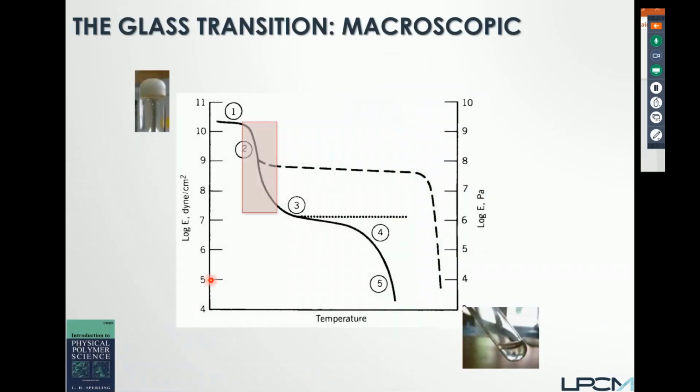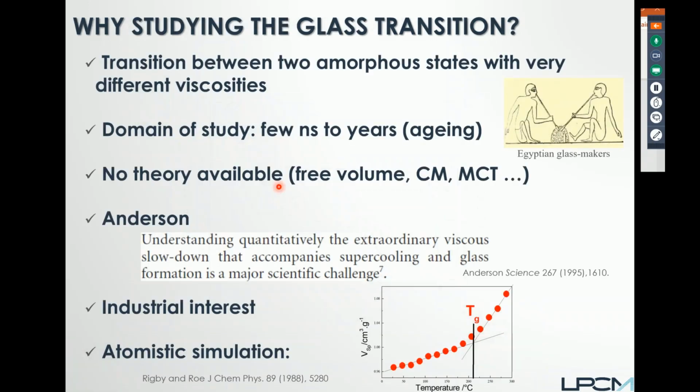Normally everybody knows that this is the behavior of the log of the Young modulus with respect to the temperature. Two main behaviors here. At low temperature the system is glassy, the polymer, and after the glass transition here in red, you have quite a liquid behavior. This has been taken from the book of Sperling. What is fascinating is the transition between 2 amorphous states with very different viscosities. And the domain of study is a few nanoseconds to years, what we call the aging.